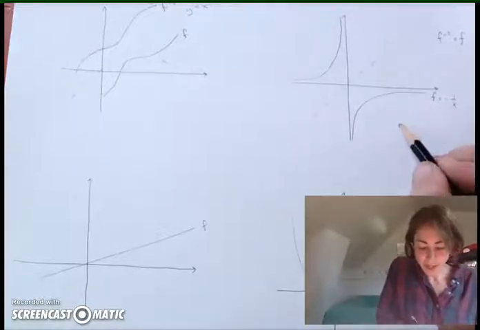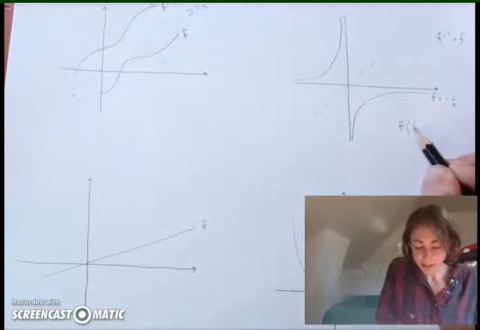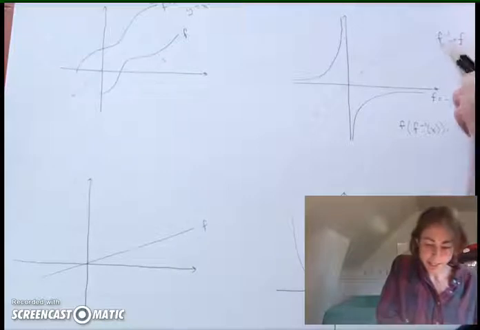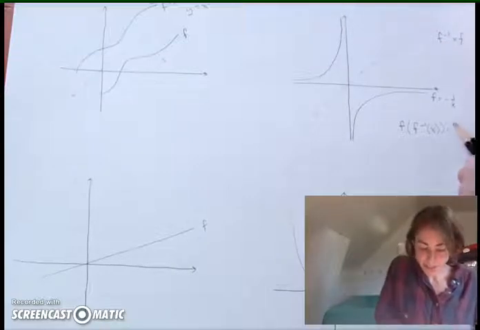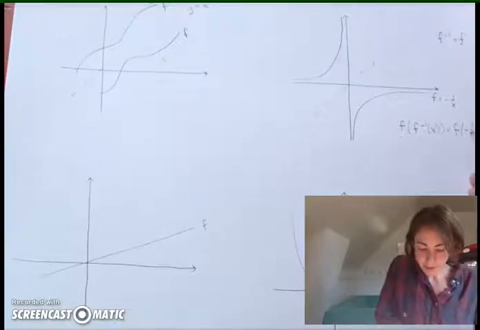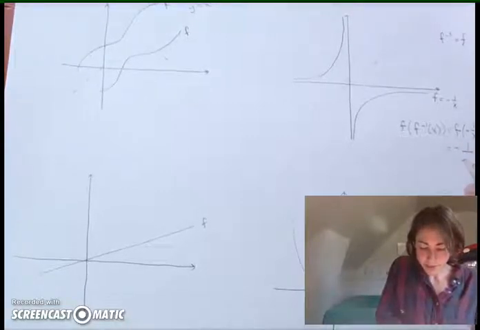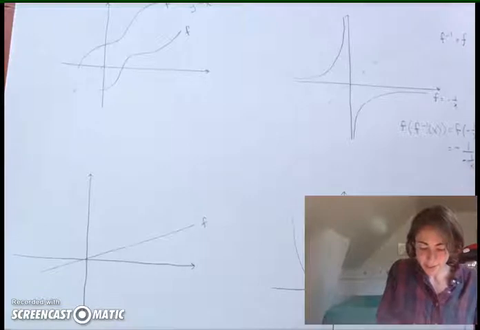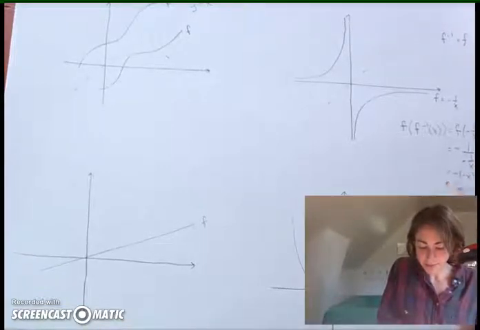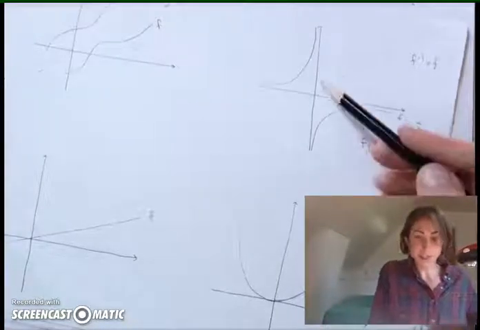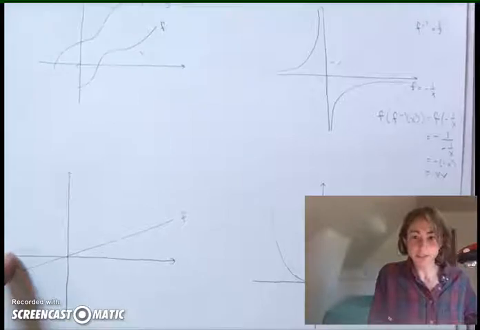We could even check this algebraically. So if I do f of f inverse of x, and I'm saying that f inverse is the same as f, then I'm doing f of negative 1 over x, which is negative 1 over negative 1 over x, which is negative negative x, which is x. So this function is its own inverse. We can see that both graphically and algebraically.